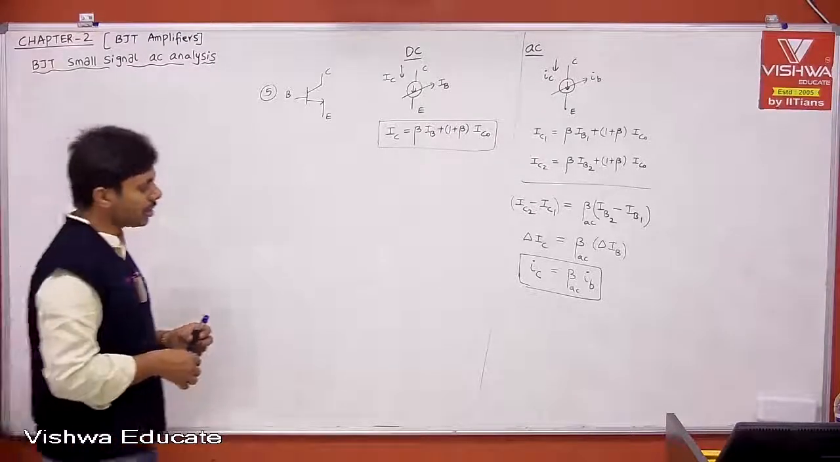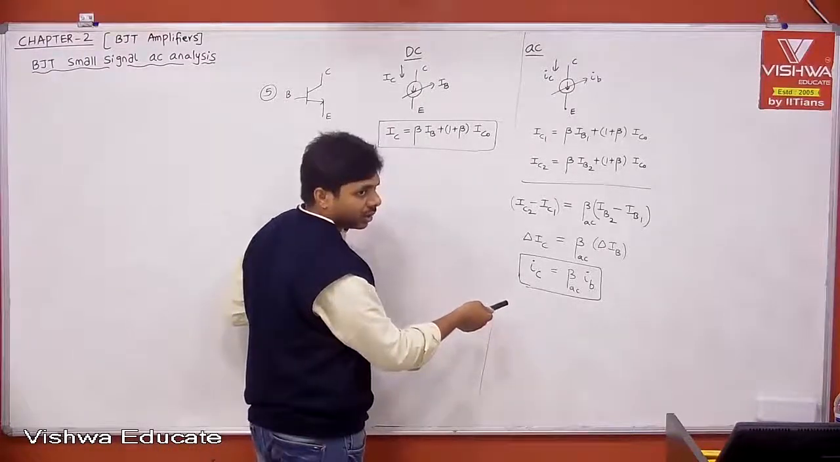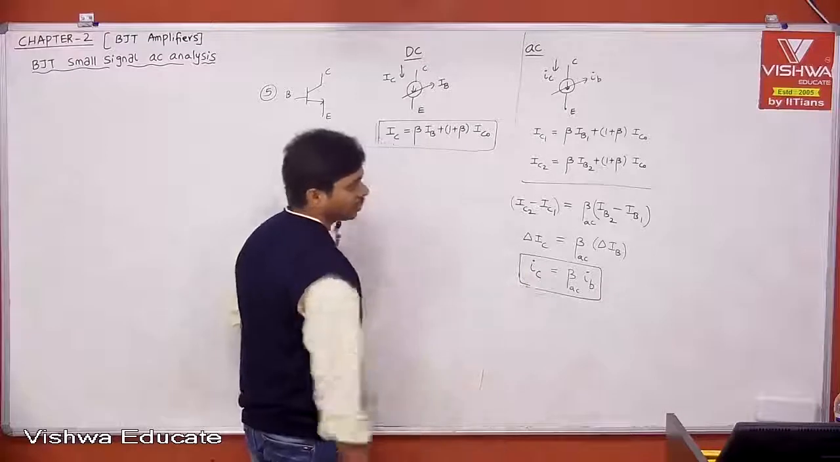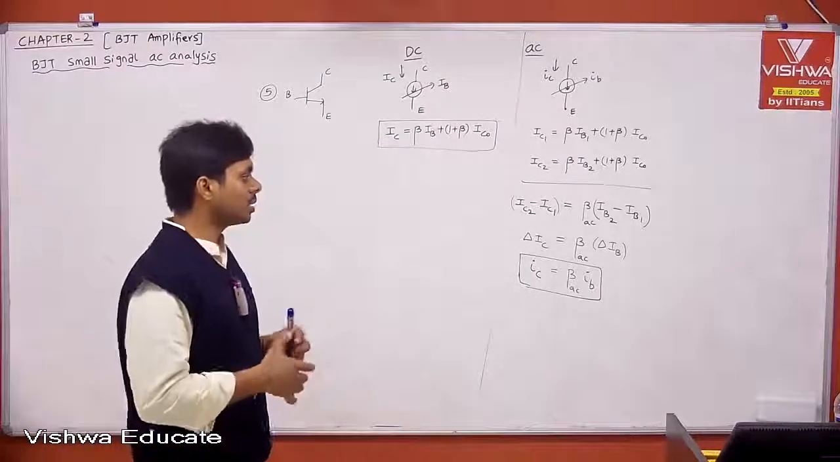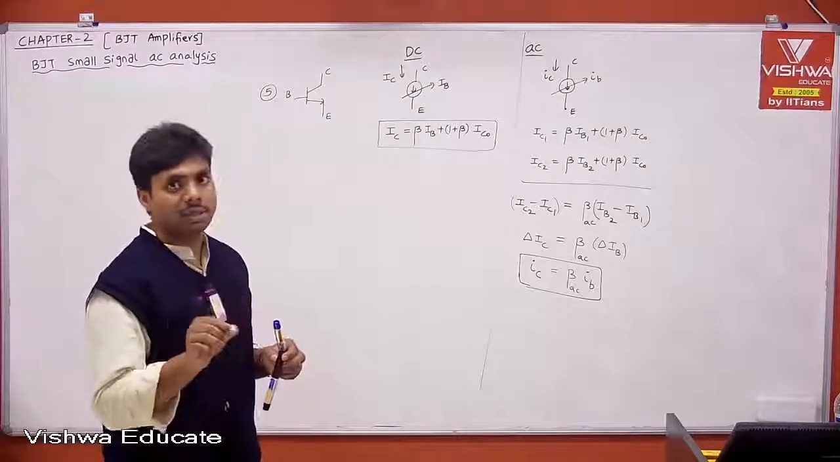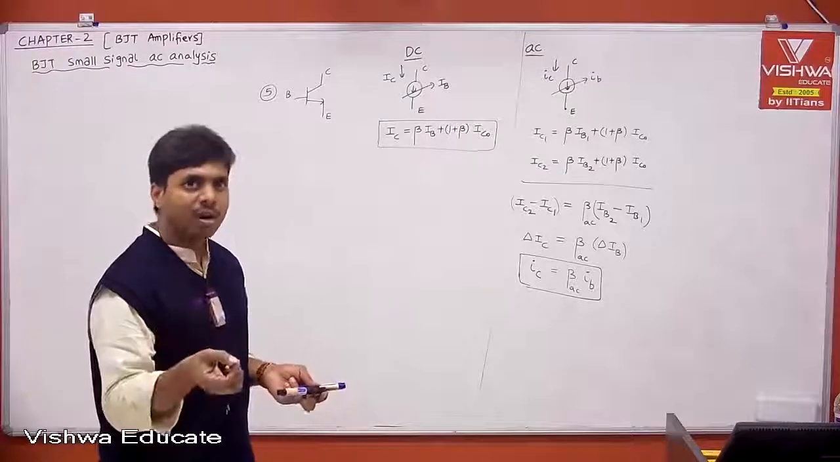That's why for amplifiers, when I say IC, that is nothing but the small signal, which is changing with respect to time. We need not say small ic and small ib every time. IC is equal to beta into IB. For AC analysis, by default, that is small ic.